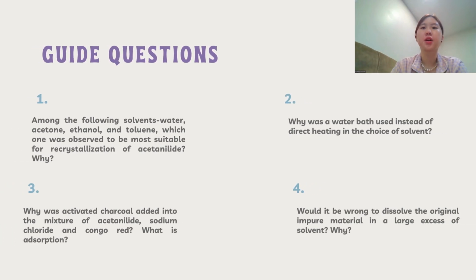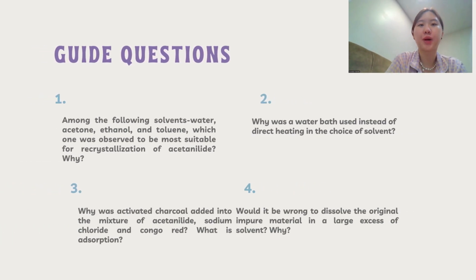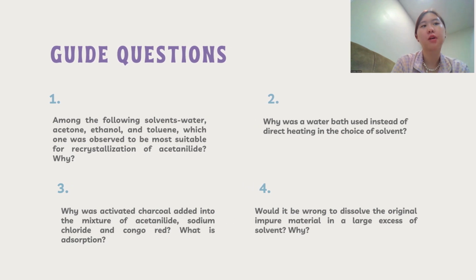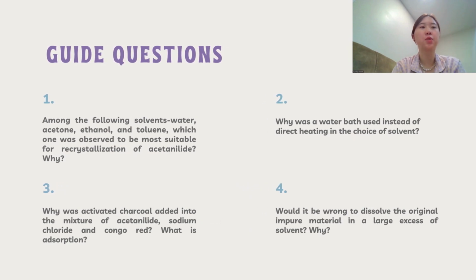Some guide questions were also answered to further understand the experiment. First question was, among the following solvents, which one was observed to be more suitable for recrystallization of acetanilide? Water is highly polar, which makes it a poor solvent for nonpolar compounds like acetanilide, especially at low temperatures. An ideal crystallization solvent should dissolve the compound of interest, such as acetanilide, at high temperatures to allow impurities to dissolve, and then allow it to crystallize when cooled, when it is less soluble.